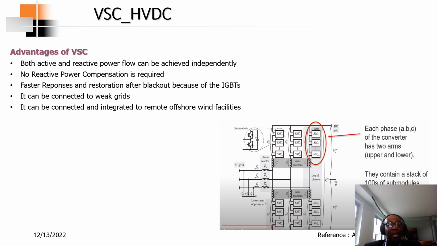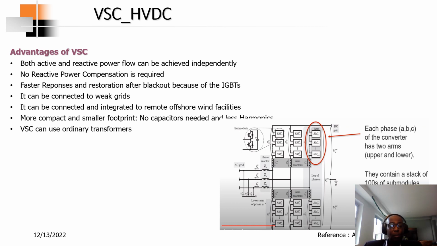It can be connected and integrated to remote offshore wind facilities. It is very compact and has a smaller footprint because no capacitors are needed, and also there are fewer harmonics, which translates into less filtering required. Compared to line commutated converters, voltage source converters utilize ordinary power transformers, which introduces lower cost and savings.